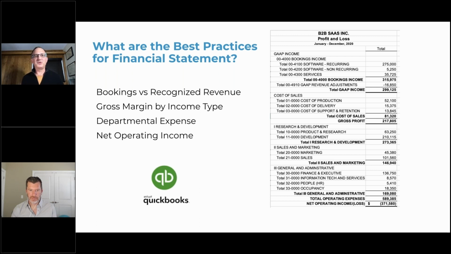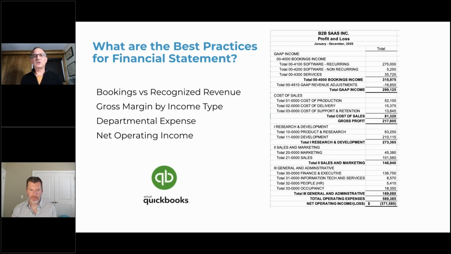And it starts off with your bookings versus your recognized revenue. We've all heard about GAAP revenue when it comes to SaaS. It's something that's near and dear to the CPA's heart. Most people don't really pay much attention to it. They're looking at what's the invoice volume that's coming through. So the easy thing to do is have an income statement that shows both.